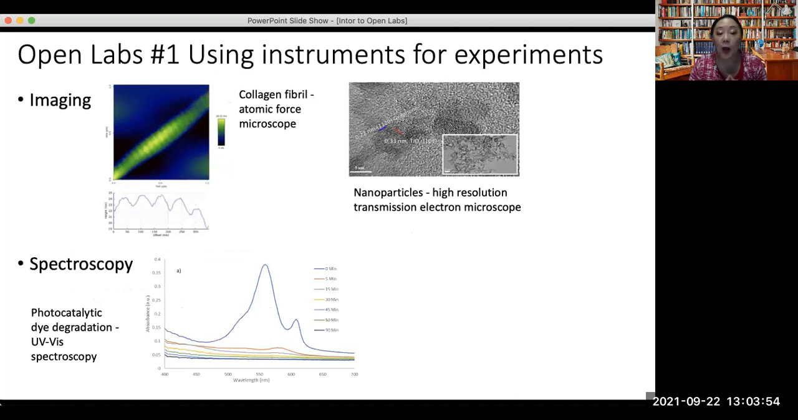Open Labs 1 is about using instruments for experiments, and these can be rather complicated instruments. And I show here 2 classes that we'll be looking into. The first one is imaging. This is being able to see what is the sample you're interested in, to look at the lateral dimension. Now, seeing doesn't mean necessarily by your own eye. It's about measuring a property across a lateral dimension. And if you can do that, there's so much you can learn about your sample.